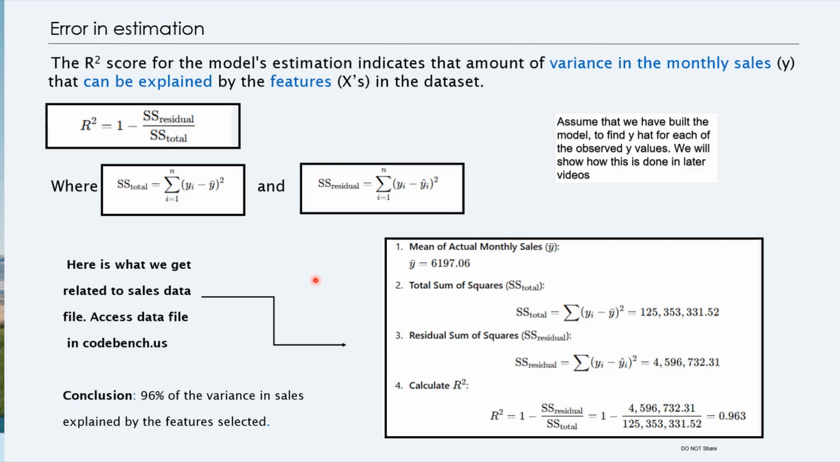So how good is our predictor? That's where the R-squared value comes in. The R-squared score tells us the proportion of variance in monthly sales, Y, that's explained by our features, X, in the data set. Suppose we created a model and find the estimated value Y hat and compare with the observed value Y. After crunching the numbers on the actual data set, give it a try on CodeBench if you're curious, we find that 96% of the variance in sales is explained by the selected features. Now that's a strong model.